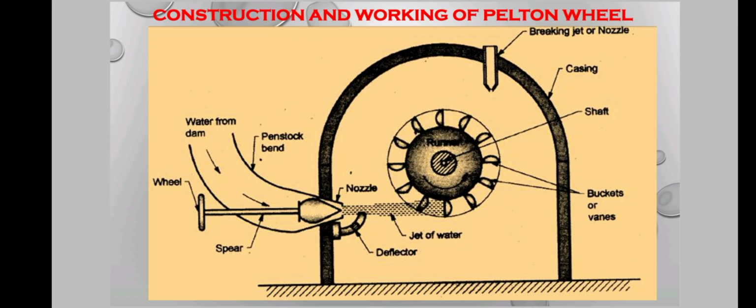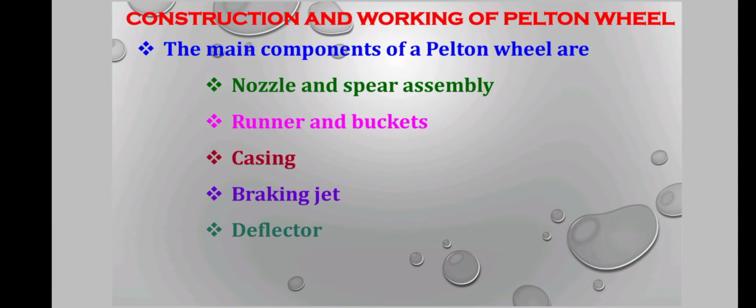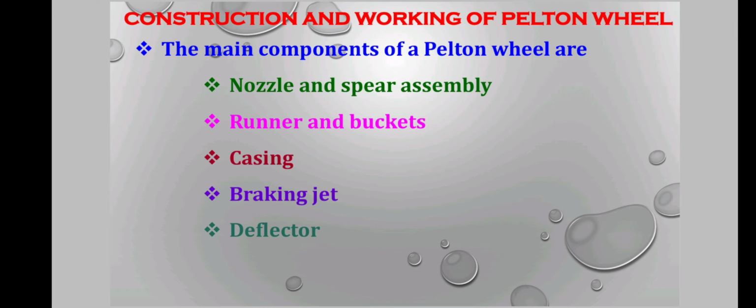The wheel is also called a runner. Due to the impingement of water on the surface, the runner will be rotated and the power will be generated based upon the shaft. It is covered by a casing to prevent the water from splashing out of the system. To stop the runner, we use a system called a braking jet or nozzle. The main components of a Pelton wheel are the nozzle and spear assembly, runner and buckets, casing, braking jet and deflector.